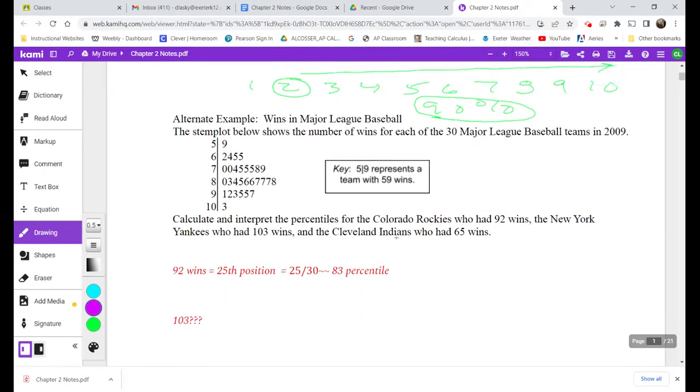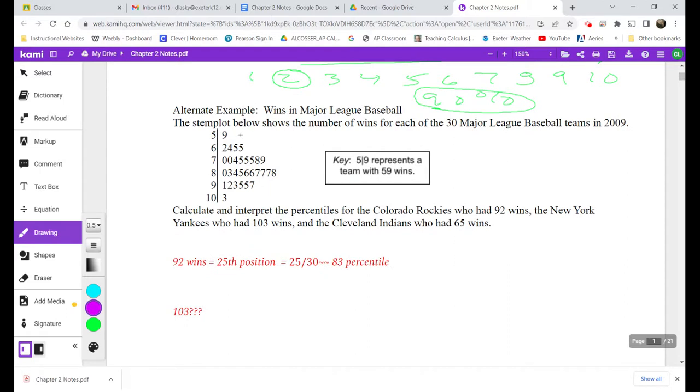All right, so let's look at this here. If we're looking at this stem plot, they can ask you all sorts of different ways. And this is from 2009. It's been a while. They had 92 wins. So if we look, 5-9 represents 59 wins. So if we go right here, I counted 25. If I started here and I went one, and then two, three, four, five, I counted the 92-win team at 25. So if there's a total of 30 teams here, I do 25 divided by 30, and that makes 83rd percentile.